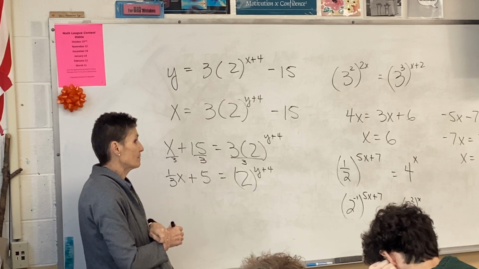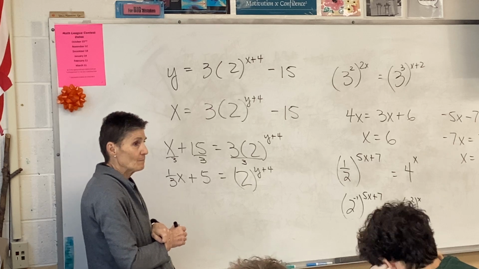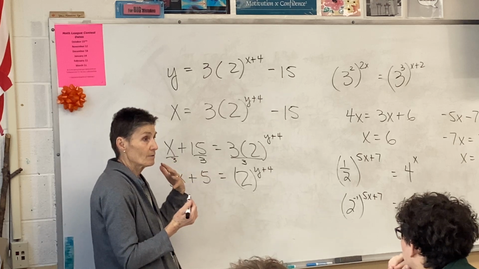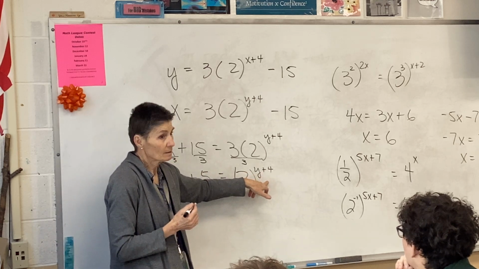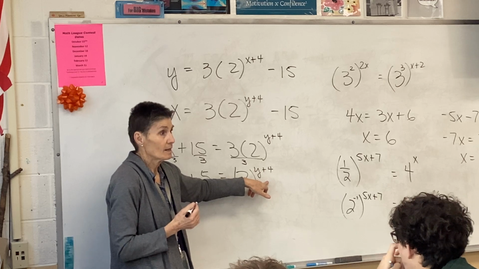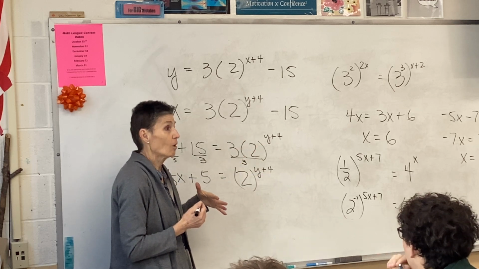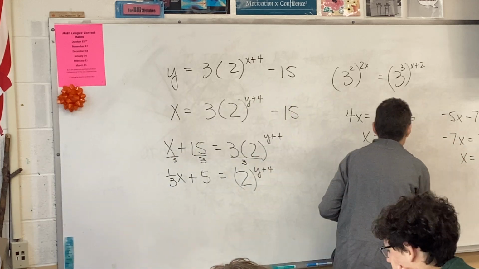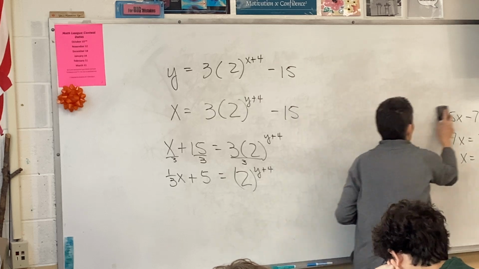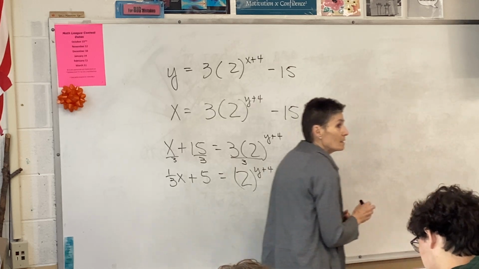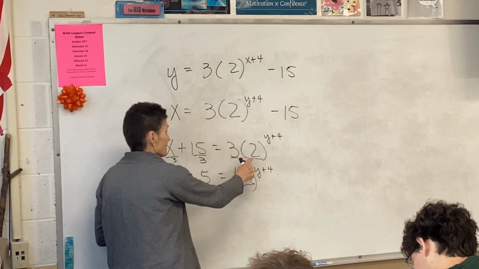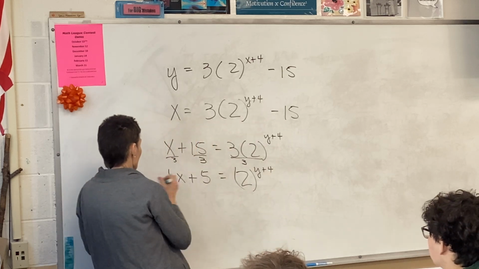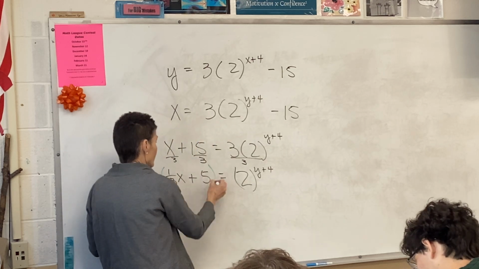Now wait a second. I need to get y by itself. It's an exponent. There's only one way to do that. How do I get it down? Logarithm. I'm going to have to log both sides. And remember, when you take the log of both sides, you can use whatever base you want. So I would suggest, since the base of the exponent is 2, let's take the log base 2 of both sides.